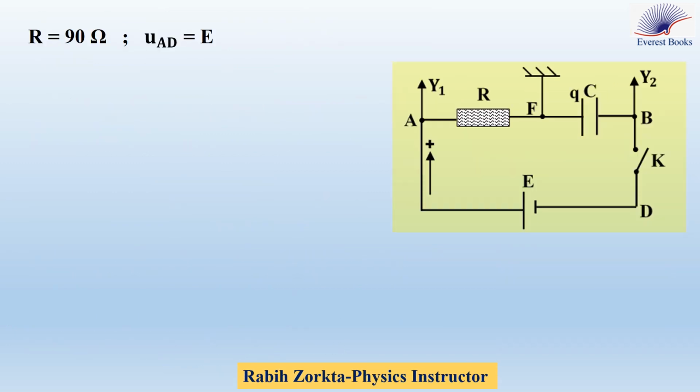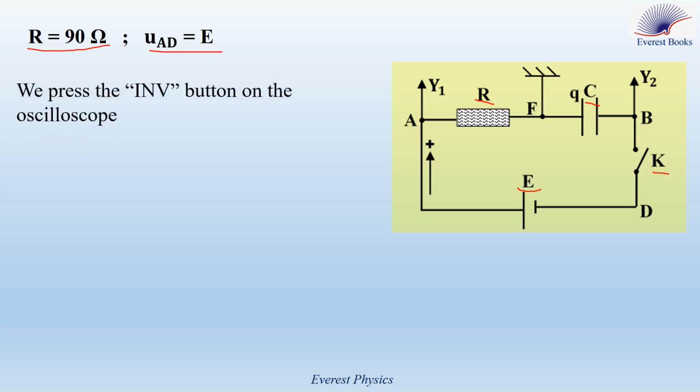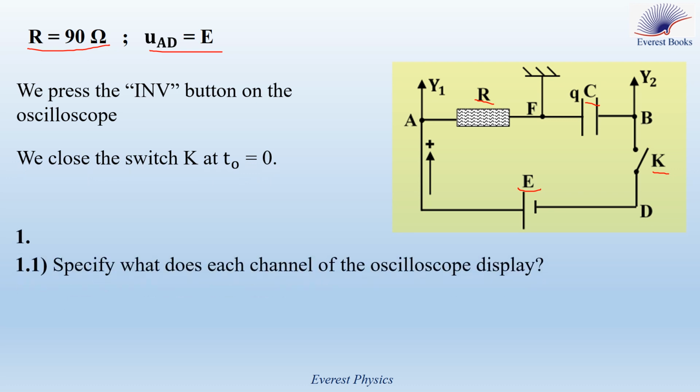In the shown circuit, a capacitor of capacitance C, a resistor of resistance R equal 90 ohm, and a switch K are connected across an ideal battery of electromotive force E equal UAD. We press the I and V button on the oscilloscope, and we close the switch K at time 0. Part 1.1. Specify what does each channel of the oscilloscope display.